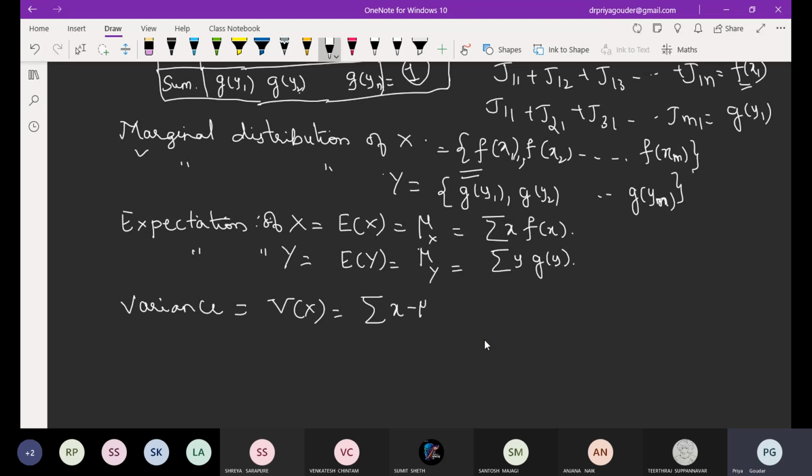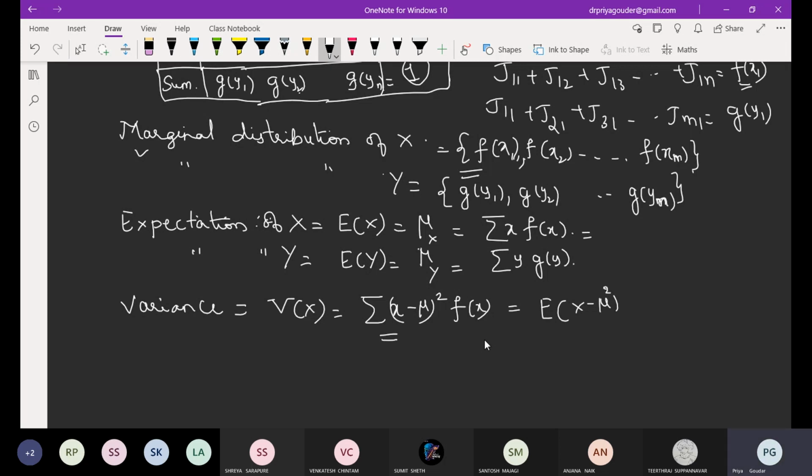summation of x minus mu the whole square into f of x, where i is varying from 1 to n. If you take x i, it is x i varying from 1 to n. Now, just see this part and this part. If you have expectation of x, you are writing it as x f of x. If it is variance of x, you are writing it as x minus mu the whole square f of x. This can even be represented as expectation of x minus mu the whole square.